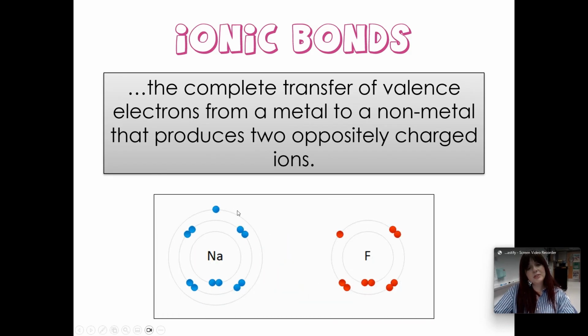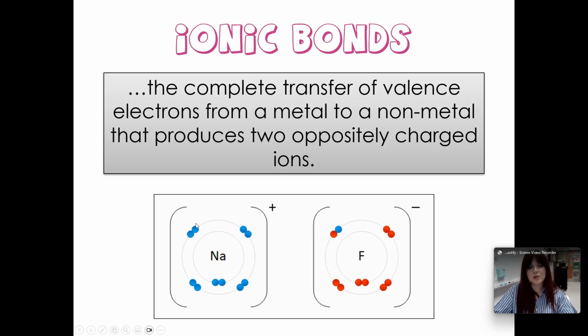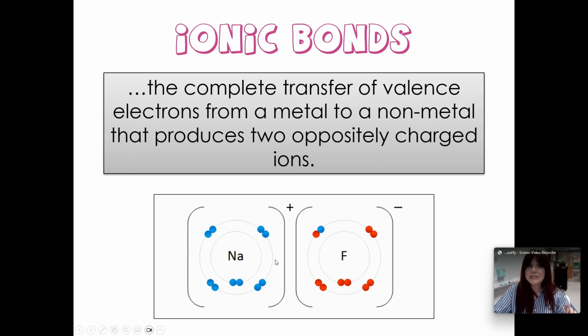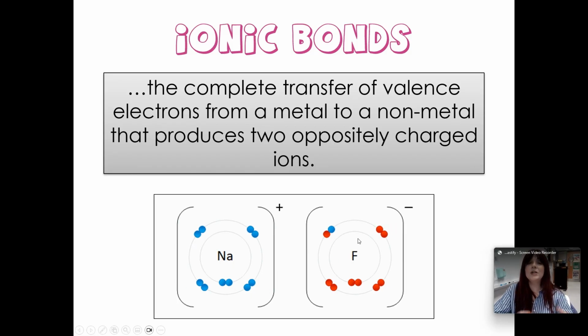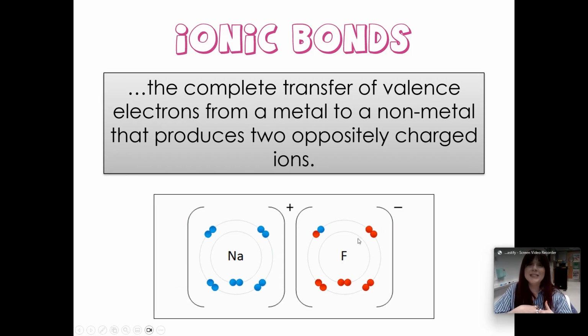When sodium loses this one, we still have the 8 valence electrons in the shell below. So sodium is stable when it loses that one valence electron. Fluorine, on the other hand, has 7 valence electrons. It wants one electron really, really badly.